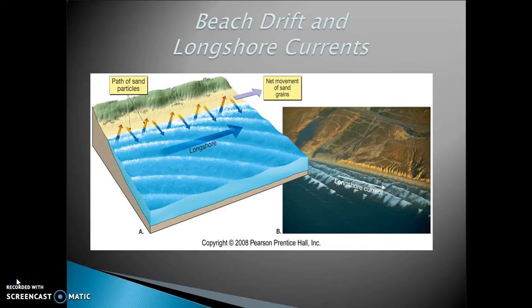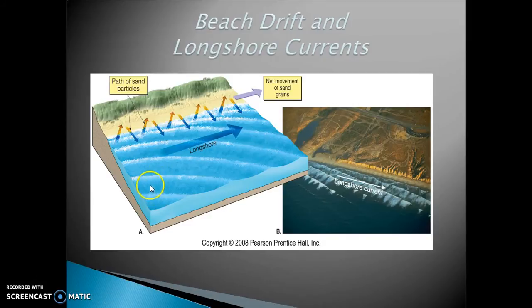Here's another process. The net result is going to be deposition, but first let me explain how this occurs. It's called beach drift and longshore currents. A longshore current is a current that runs parallel to the coast. And as we see here, there are two things going on.